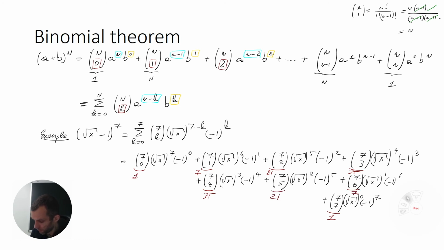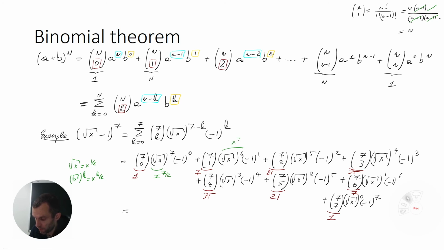21, 7, and then 1, as I mentioned before. And now, of course, you can write out what minus 1 to a certain power is, and you can simplify these powers right here. So, for instance, square root of x to the power 7, that's x to the power 7 over 2. Remember, square root of x is x to the power 1/2. So square root of x to some power k is x to the power k divided by 2. And so here we get 7/2.